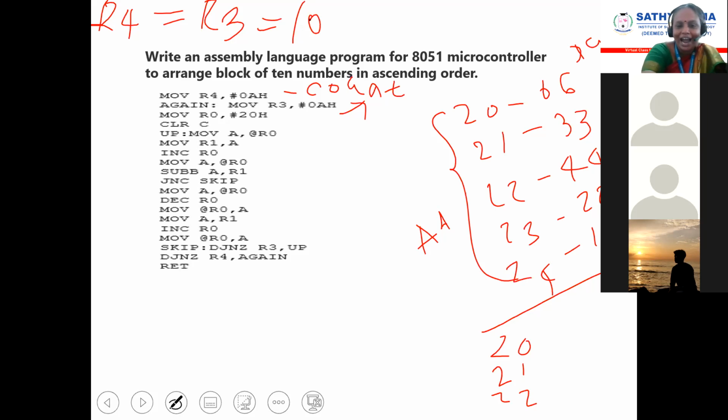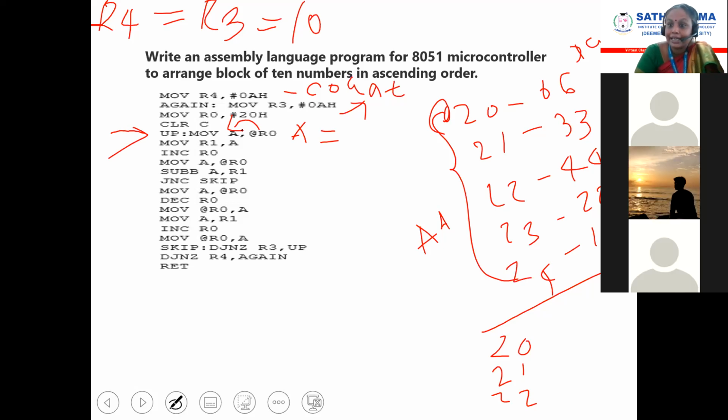Okay. MOV A, @R0. At R0. What is my accumulator value now? Can you tell me? MOV A, @R0. At R0 means what? At 20, what is the data? What is my accumulator value, ma'am, after executing this line, MOV A, @R0? That @R0 should move to the accumulator. So what is my A value? 20H. 20H is the address.